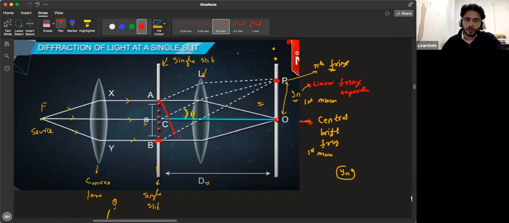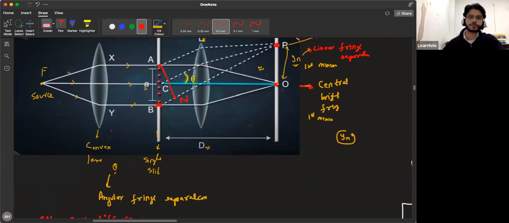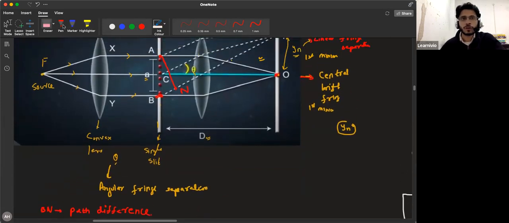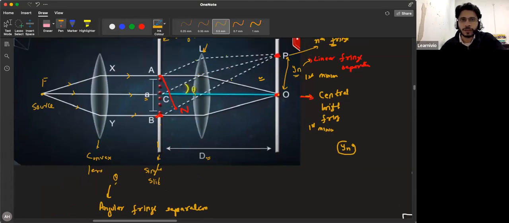If I drop a perpendicular here, then this distance BN will be the path difference between waves reaching point P from point A and point B respectively. This is the path difference. BN is the path difference. To calculate this path difference, we can just use this triangle ABN. It's a right angle triangle. If this angle is theta, this is theta, you can call that this angle is also theta.